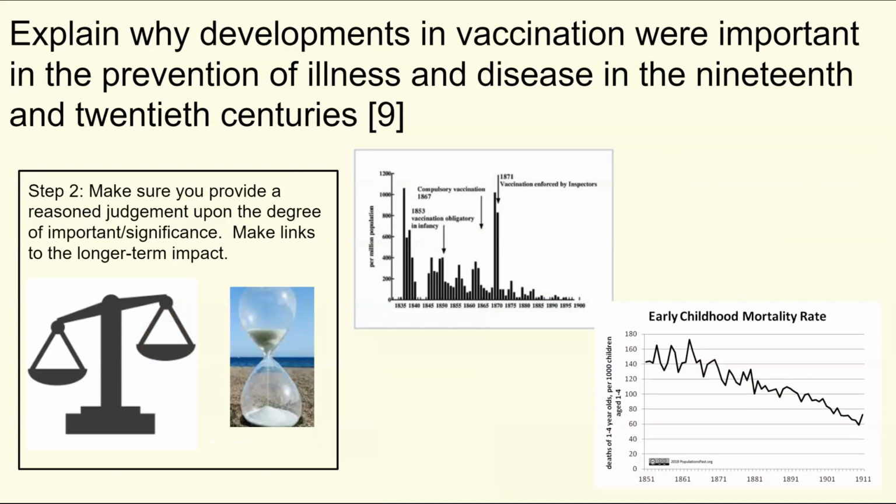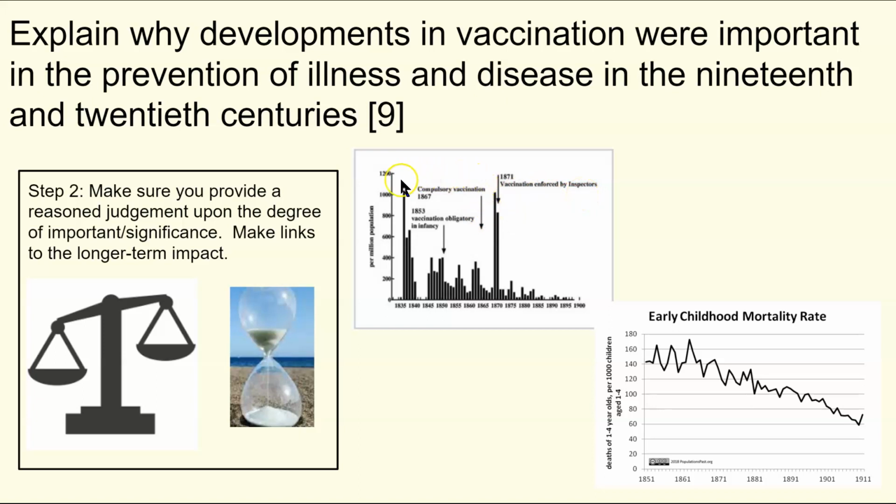Then you want to move on to your step 2, which is making sure you provide a reasoned judgment upon the degree of importance and significance. For this one, I would really emphasize these 2 graphs. And this is where I would talk about how the introduction of the vaccinations being obligatory initially did not have a large impact. This is because society did not feel that they had to enforce the vaccinations. So even though it was being made compulsory, like in 1867, it actually took quite a long time, 4 years, for the vaccination to be enforced by inspectors.